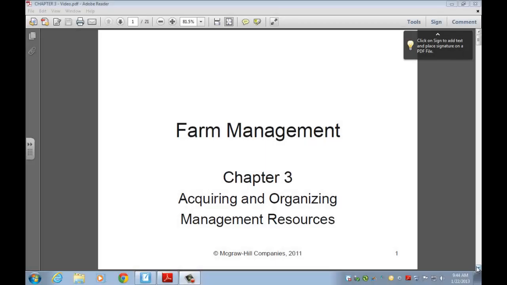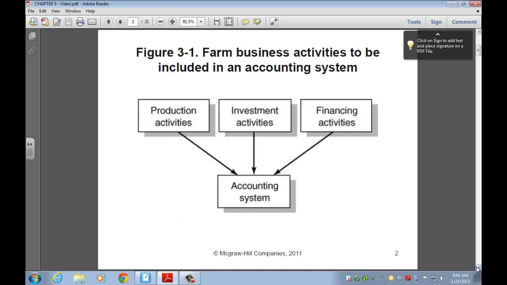This is Farm Management, Chapter 3, Acquiring and Organizing Management Resources. There are 3 farm business activities to be included in an accounting system. We have production activities, investment activities, and financing activities.